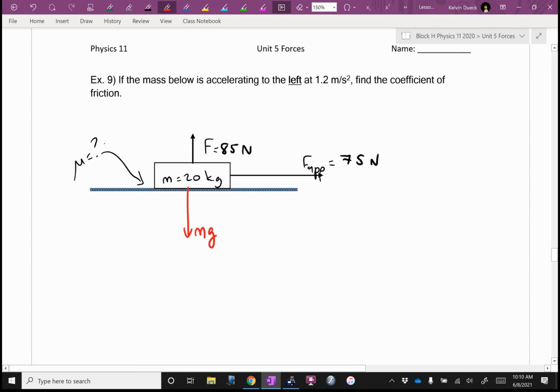Is Fn bigger, smaller, or the same size as mg? Smaller. How do you know? Because something's lifting up the mass. So I'll really exaggerate it so it catches my eye. What else? Well, we have F applied. What else? There is friction, but we don't know how big. Is it bigger, smaller, or the same size as F applied? It's going to be bigger. Why do I know bigger? Because it's accelerating to the left. So friction will be pulling it that way.